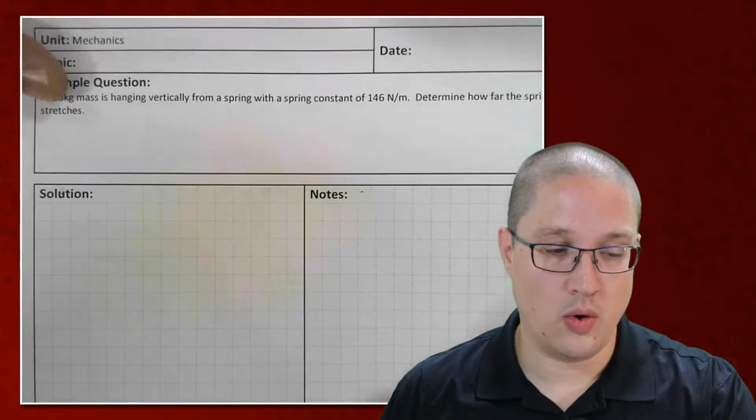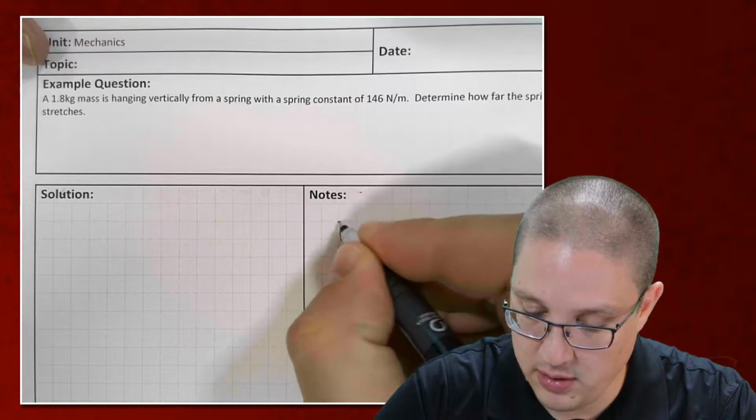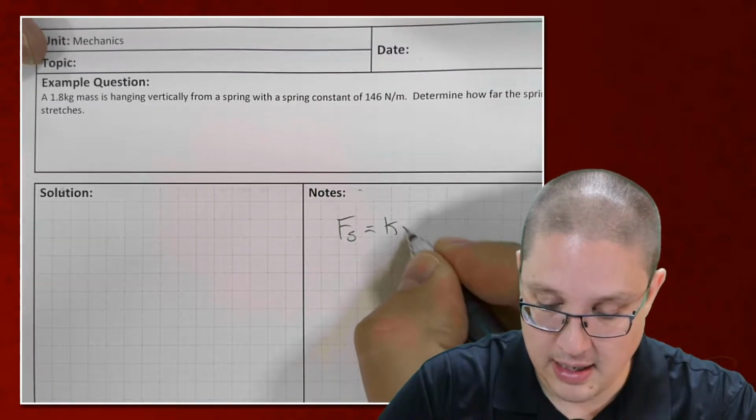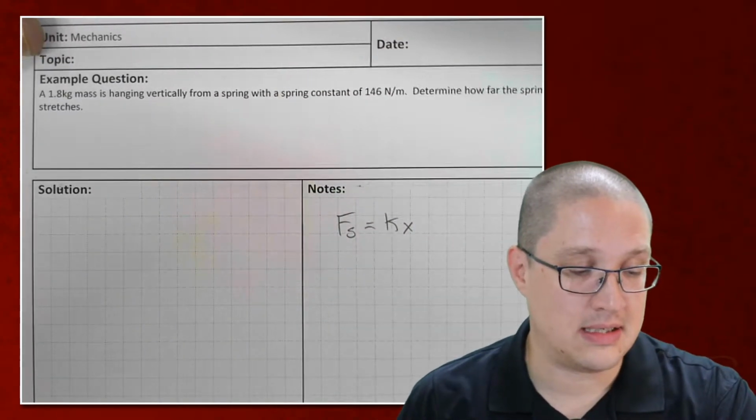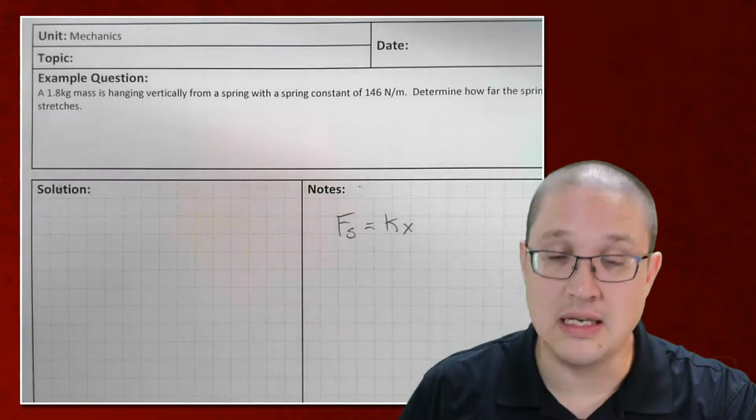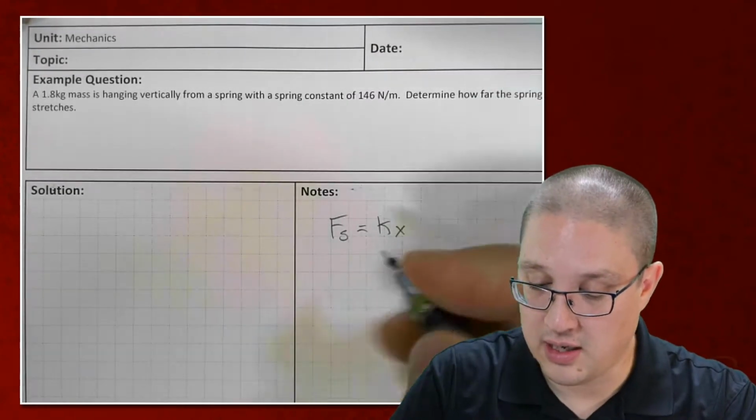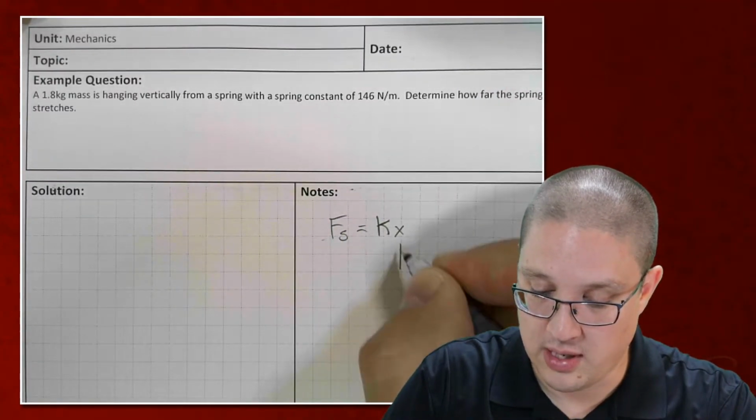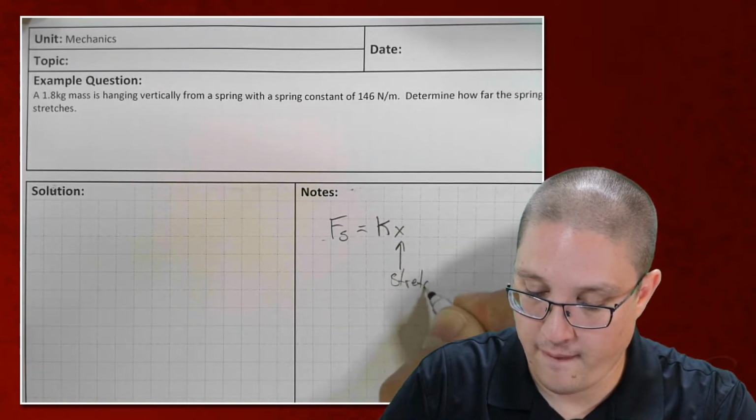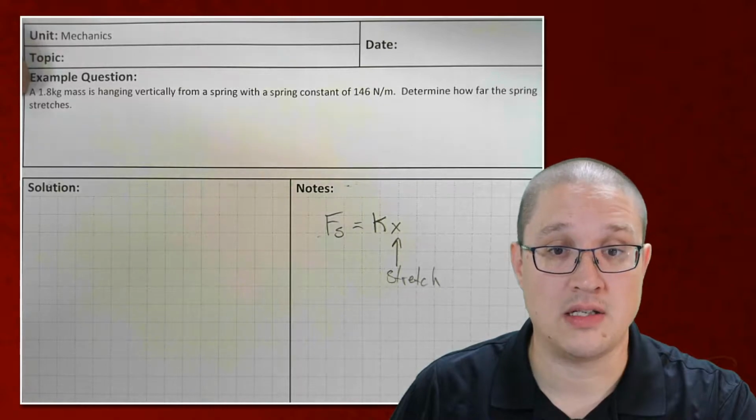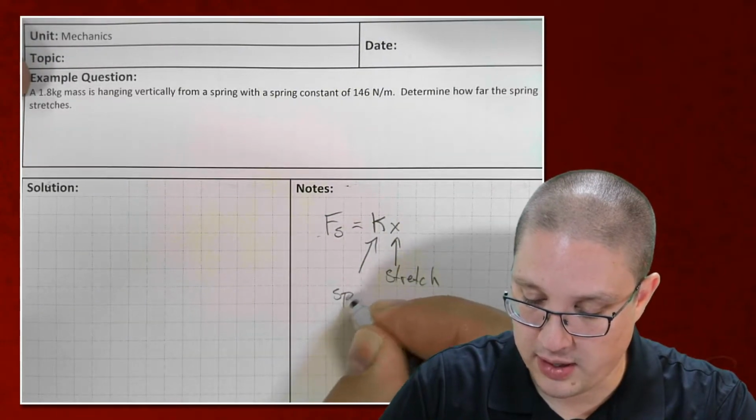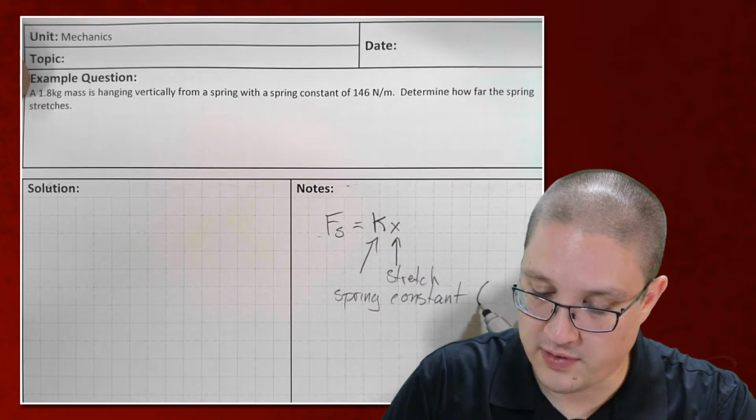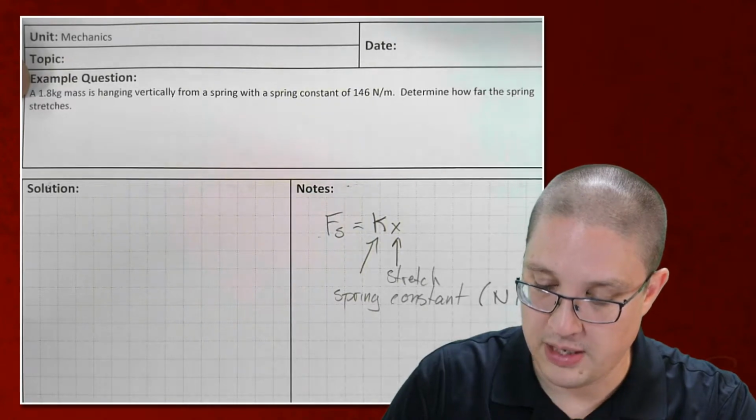The first thing that we need to know is that Hooke's law has a formula where the force of the spring is the spring constant K times X, which is the distance that the spring is stretched. This formula is in your formula sheet, and there are some other resources that can help you understand this. The X is the stretch of the spring from its resting point, and K is the spring constant. The units for K are newtons per meter.